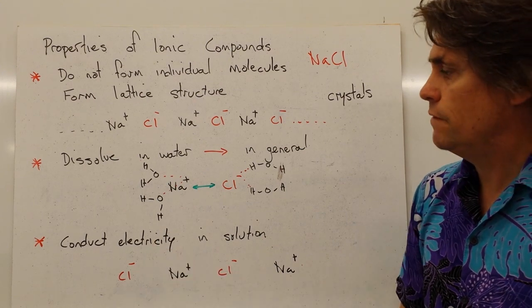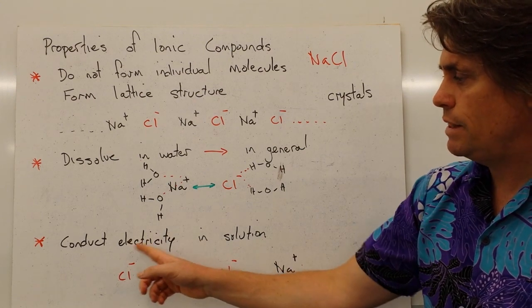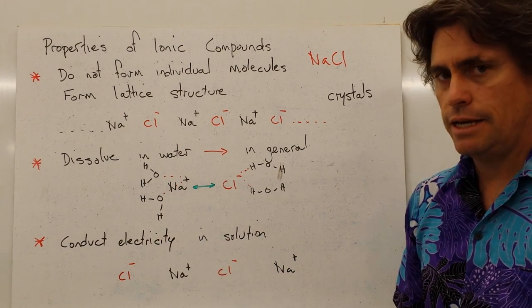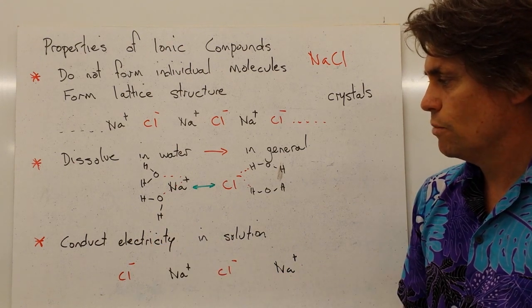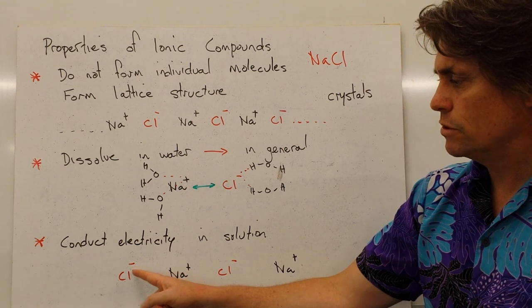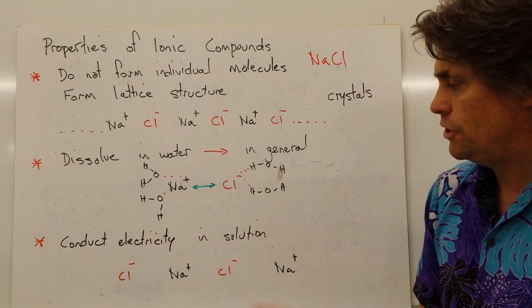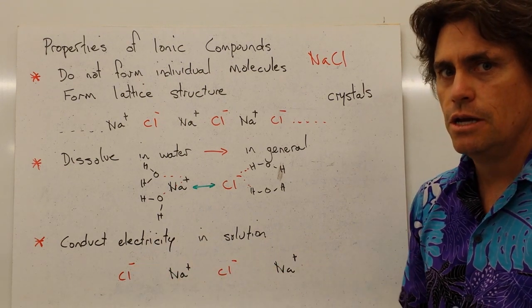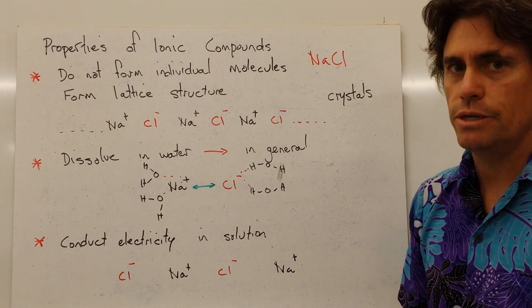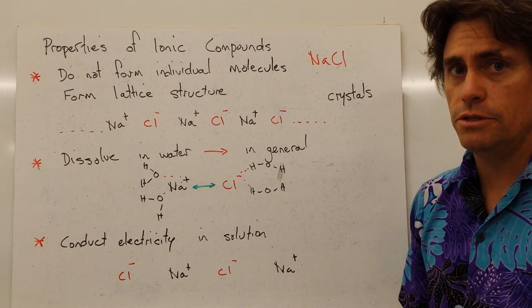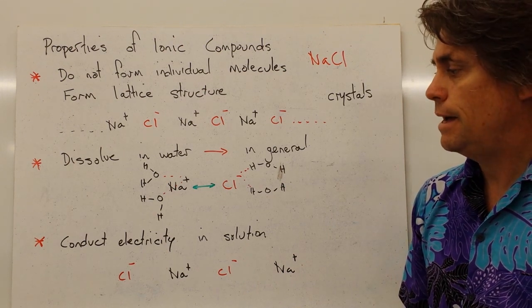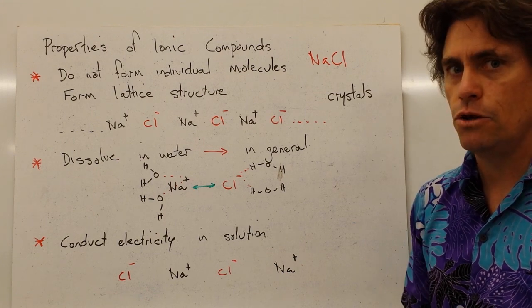And our third property of ionic compounds is that when they're placed in solution, they conduct electricity. The reason they do this is because we've got lots of positive and negative charges in that solution to allow the electrons to flow through it. And if we have a flow of electrons, it means that we can allow electricity to flow through that solution.